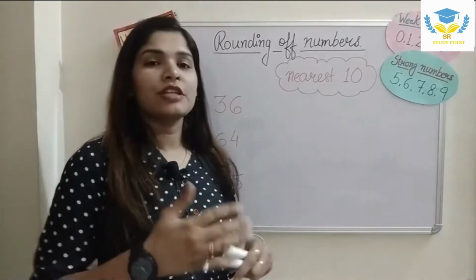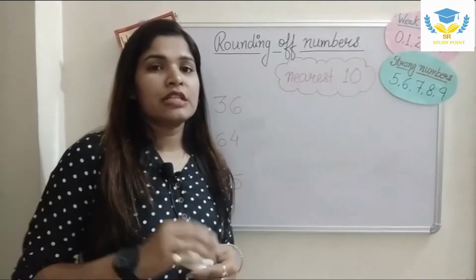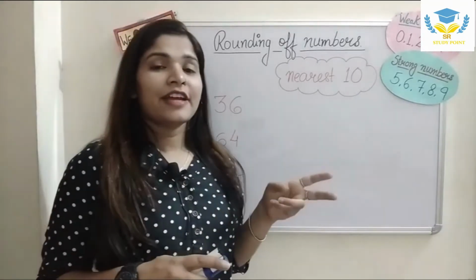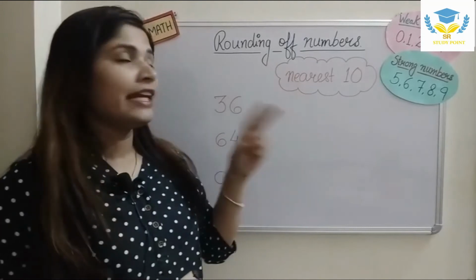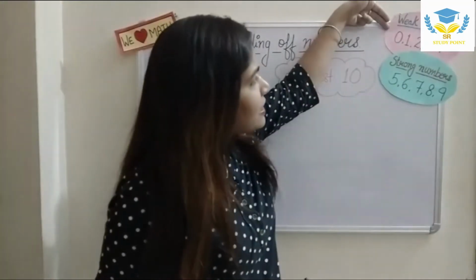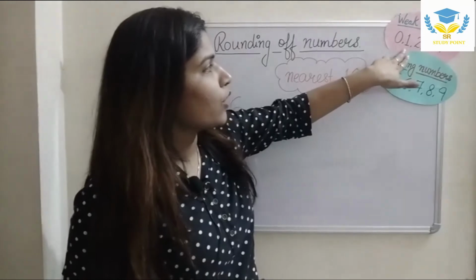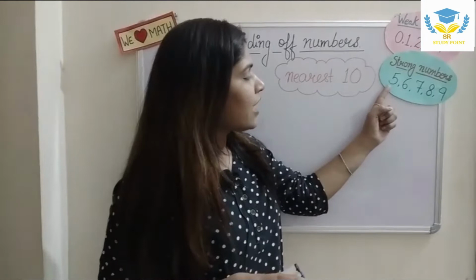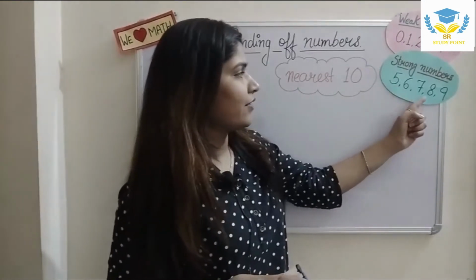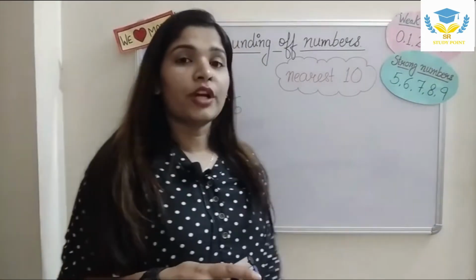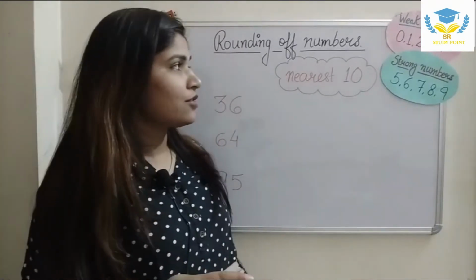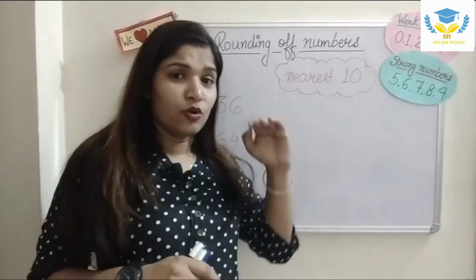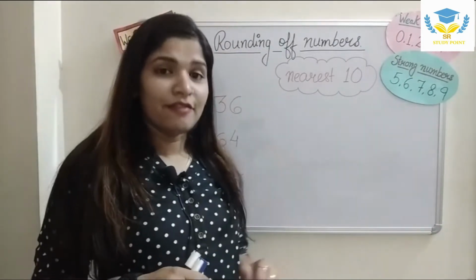Before starting the topic, let me tell you some interesting facts. For doing this topic, I have categorized the numbers from 0 to 9 in two categories, that is weak numbers and strong numbers. Weak numbers are 0, 1, 2, 3 and 4. Strong numbers are 5, 6, 7, 8, 9. So what are the facts related to these weak numbers and strong numbers? Weak number means it has low power. They have less value and they have low power.